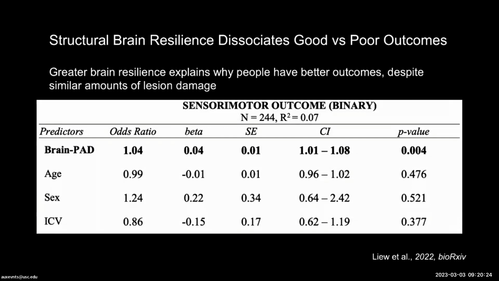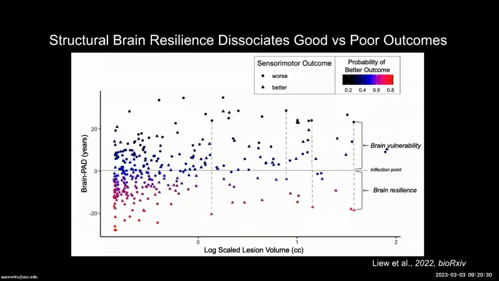Anyways, we found that greater brain resilience explains why people have better outcomes despite similar amounts of lesion damage. And this is essentially what it looks like. People with triangles are those with better outcomes. People with circles are those with worse outcomes. And you can see the matched pairs. We just demonstrated a few with the dotted gray lines. The people with better outcomes tend to have lower BrainPad, and the people with worse outcomes tend to have higher BrainPad. And we define that difference as brain resilience, or conversely, brain vulnerability.